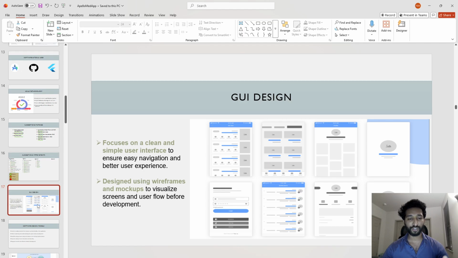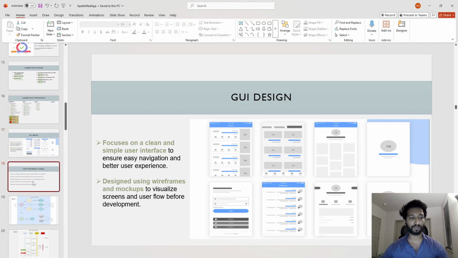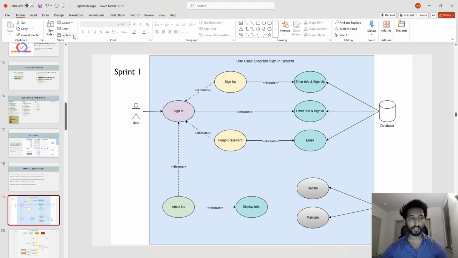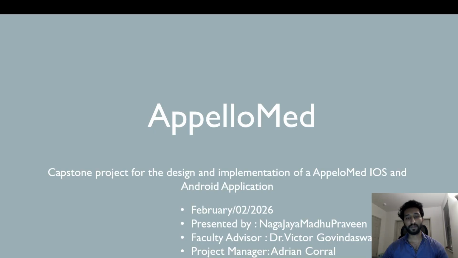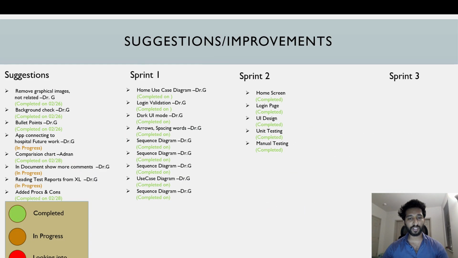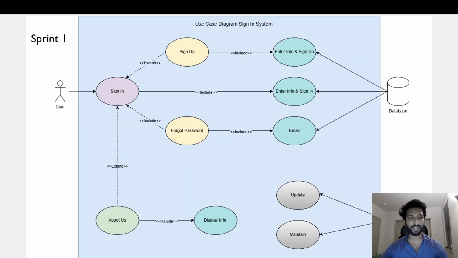I have created the GUI design here, and after that I used the software design modules. You already know this is sprint 1, and I have explained all the diagrams, like how the flow chart works. So this is sprint 1: sign in, sign up, forgot password, enter info, email, about us, display info, how the database is interacting, and how the developer will update and maintain it. We are explaining everything here.